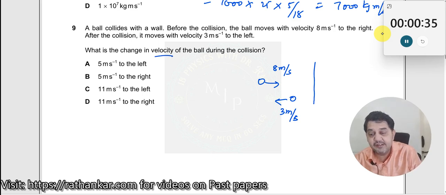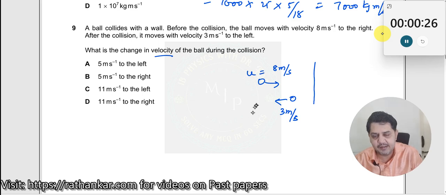Change in velocity. The moment you say velocity, you need to consider this as a vector, not as a scalar. So what is the initial velocity? Initial velocity is this much. What is the final velocity? This is your final velocity. What is change in velocity? Change in velocity should be v minus u.